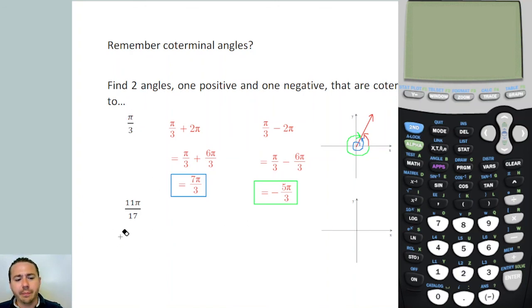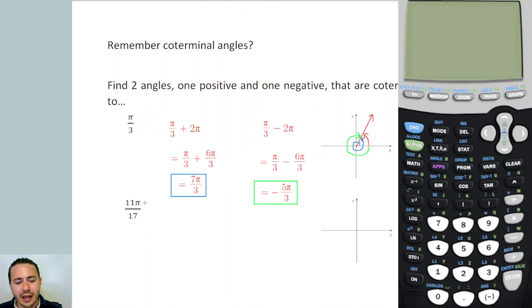Okay, 11 pi over 17. So what I'm going to do here, on this other one, I substituted 180 to kind of get an idea of where that terminal side should be. And I did 180 divided by 3, and that's a pretty easy calculation to do mentally. 11 times 180 over 17, that's going to be a little trickier.